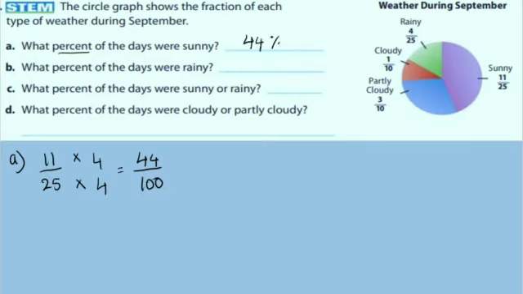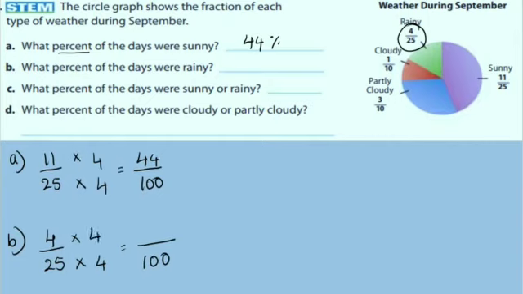In the same way, question B: what percent of days were rainy? So we have rainy as 4 over 25. Again, you need to multiply by 4 to make the denominator 100, and multiply by the same 4 in the numerator also. So 4 times 4 gives you 16. So that's going to be 16%.